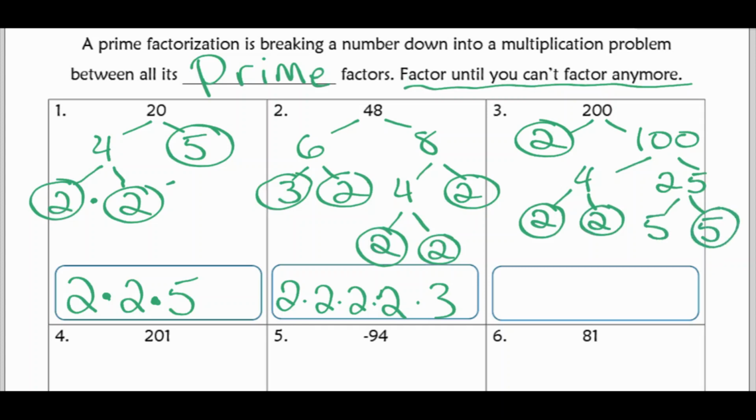And that's our list of primes. We have 3 2s and 2 5s. So you can write that out as a long multiplication problem like that.